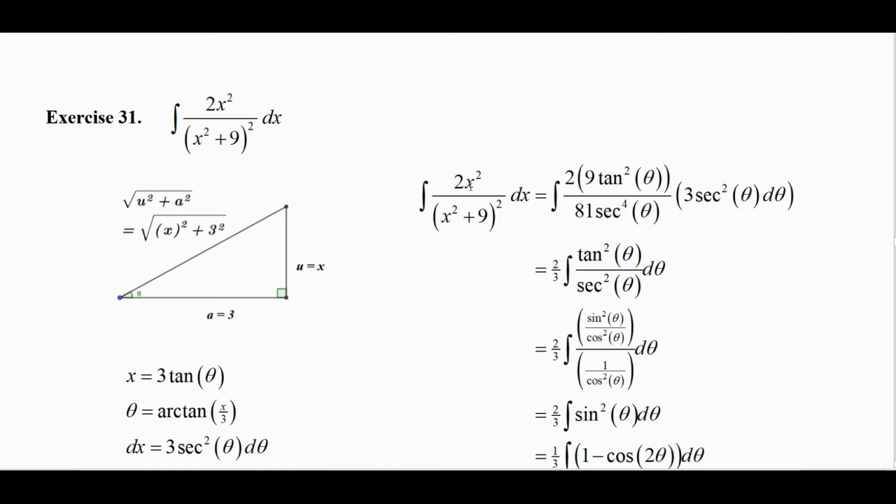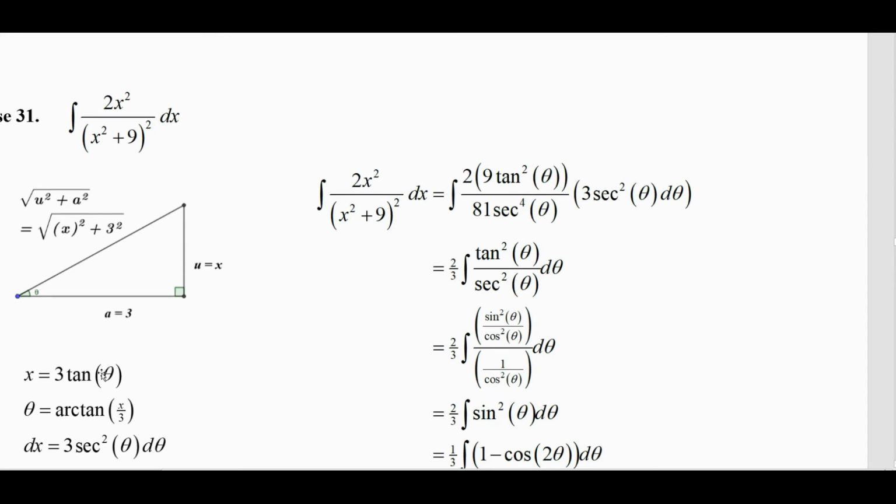We have 2, and we need to have x squared. Well, x is 3 tangent of theta, so you square that. See, 3 squared is 9, and we have a tangent squared theta. And don't forget the dx. 3 secant squared theta d theta replaces the dx. So this last part in parentheses is the dx. This numerator happens when you take this x and square it. And we already saw that the denominator is here.